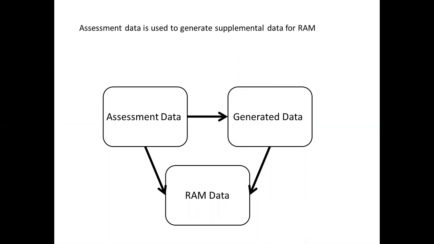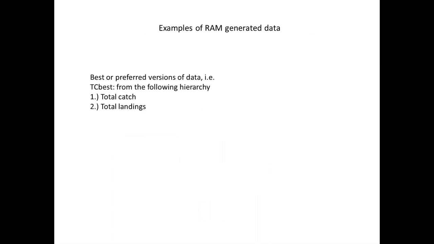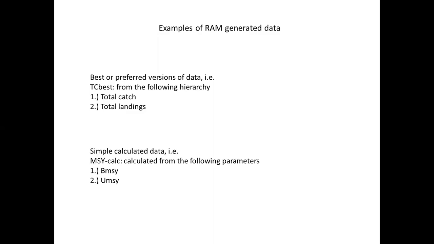So once that data is actually in RAM, we generate some supplemental data to accompany it. An example of that would be a term TC best, which is our total catch best approximation. If someone just wants to find the best representation of catch for a stock and they don't want to parse through all the different time series, TC best would be a way to just front load that. It would first look for total catch, and then it would look for total landings. And if there's nothing else there, then that field will be blank. So it's just a way to see if the catch is there or if it's not. And if it is there, it's just nice and available.